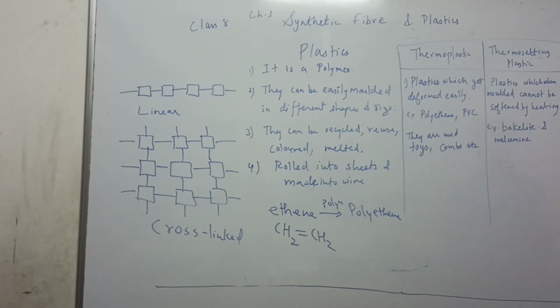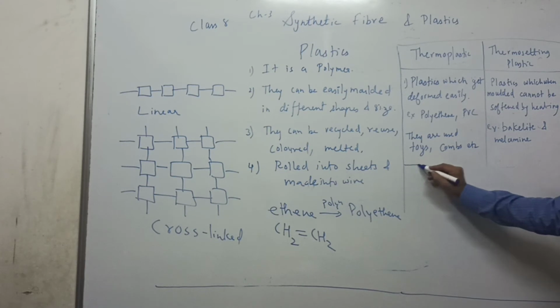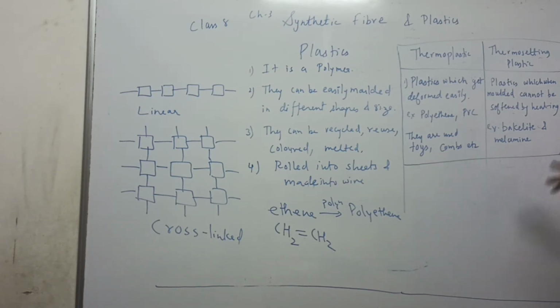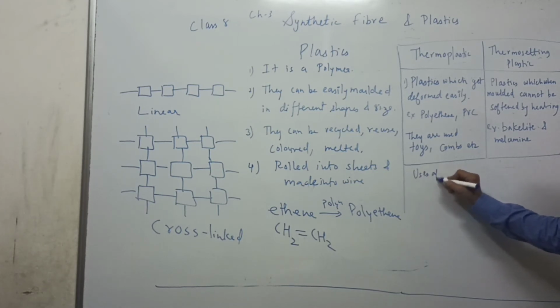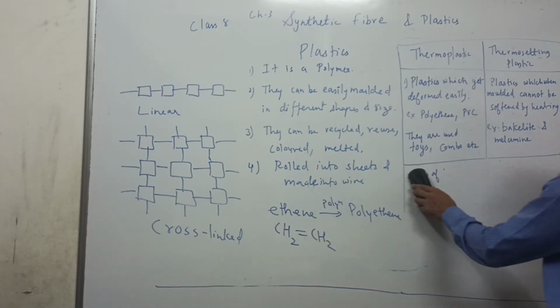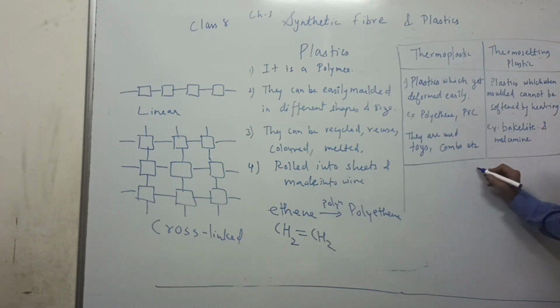Bakelite, you might have heard about bakelite or melamine. Bakelite plastic is used in switches, melamine plastic is used in making kitchenwares. Okay, now let's talk about the uses of bakelite and melamine. Uses of bakelite.